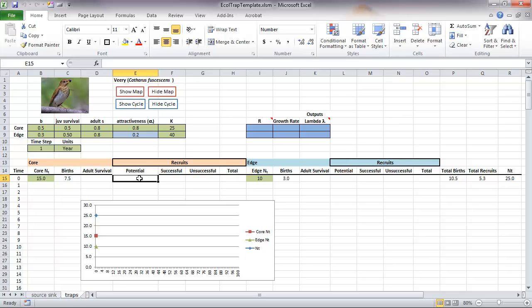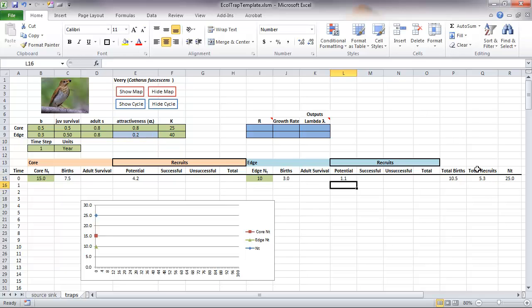So what would the potential number be? Well, if you're thinking it has something to do with alpha, you're totally correct. The potential number is going to be the total recruits times alpha for the core, and we need to anchor the reference for alpha. And the potential recruits into the edge habitat are going to be the total recruits times 1 minus alpha, and that's stored in cell E9. And we'll anchor that as well.